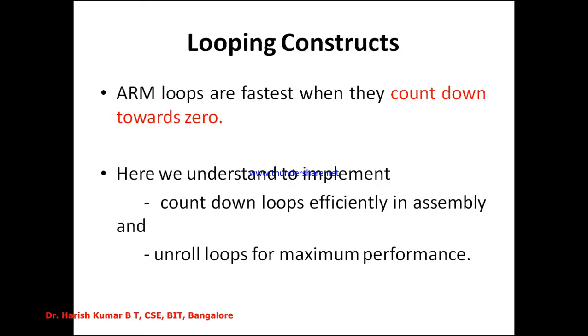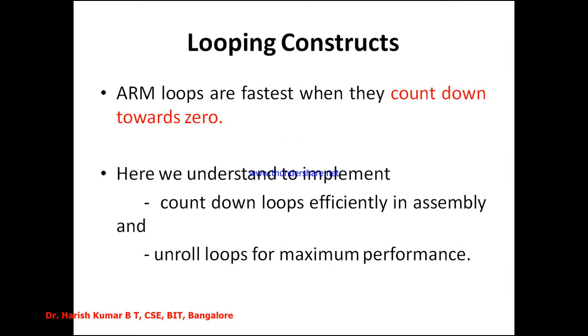Yeah, working example. Now looping constructs. You can basically write two types of loop: the loops which count upward and the loops which count downward. ARM loops are fastest when they count down towards 0. Instead of using up counter loops, it's recommended to use down counter loops in ARM, because down count loops are much faster compared to up count loops.